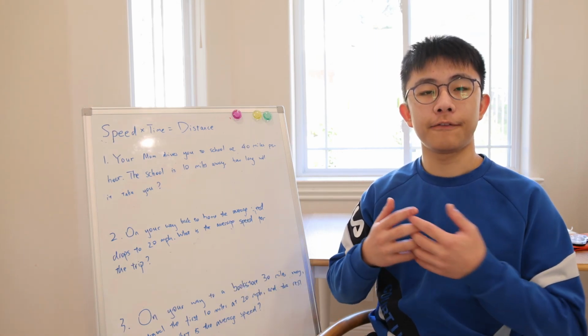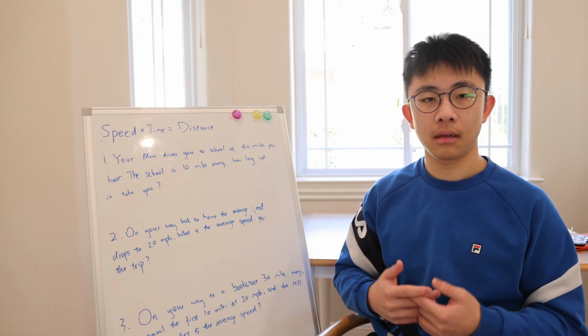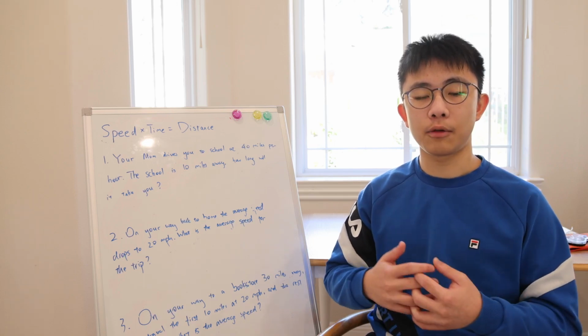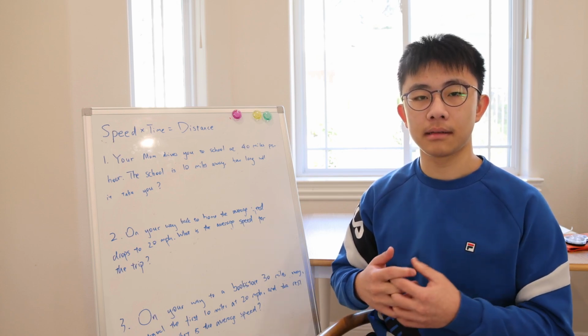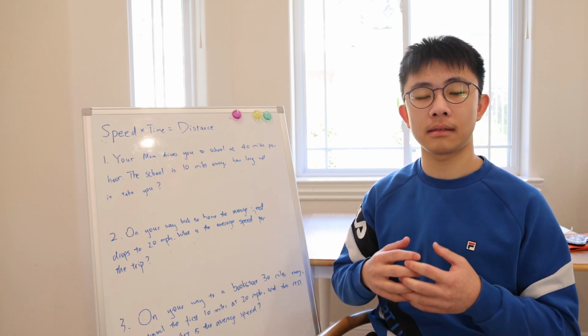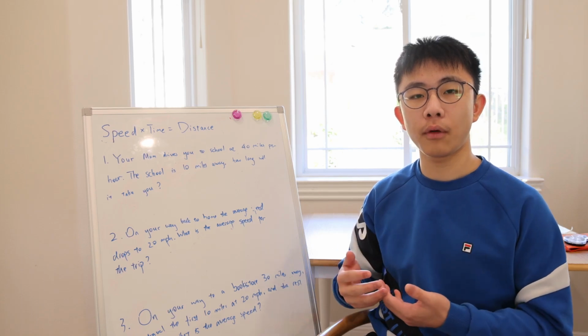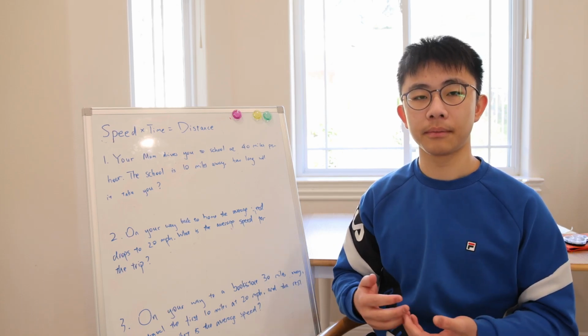First of all, if speed were to be held constant, that means distance is equal to some constant times time, and this obviously makes sense, because if you were traveling at the same speed, then the longer you travel for, the longer the total distance you cover.